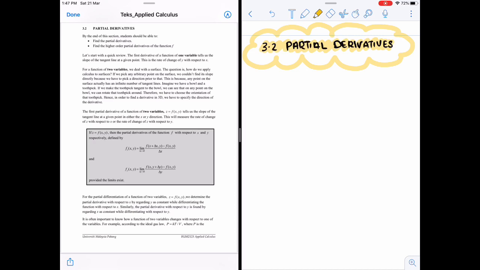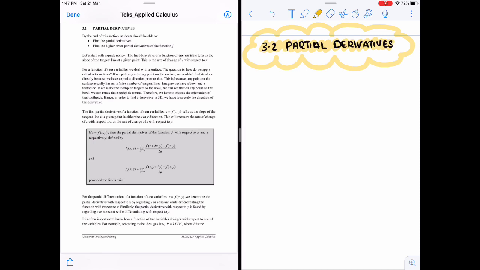So today we will continue our lesson with subtopic 3.2, which is partial derivatives. At the end of this subtopic, I expect you to know how to find the partial derivative and also how to find the higher order partial derivative of the function f. Before we continue with this subtopic, let's do some revision about the first derivative of a function with one variable f(x).